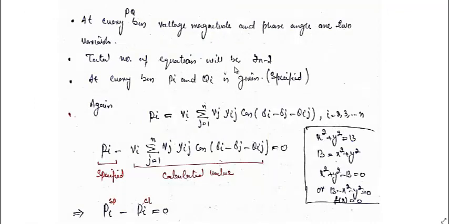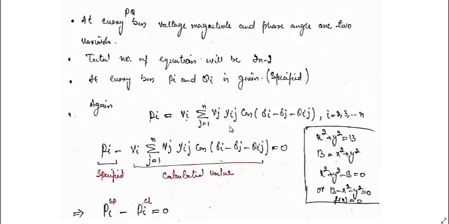The total number of equations will also be equal to 2n minus 2, because at every bus P and Q are given, so we can make the equations. At every bus Pi and Qi are specified. So we can use these equations to calculate the voltage and phase angle. So we'll get the equation.